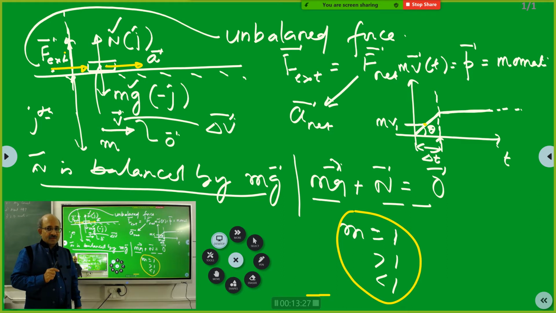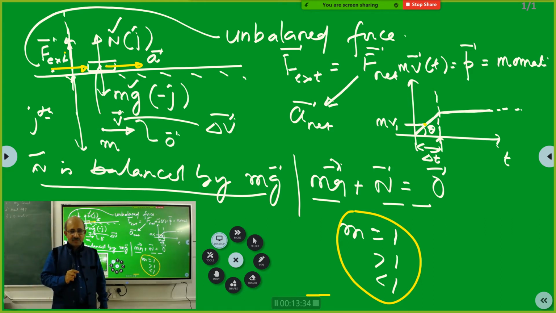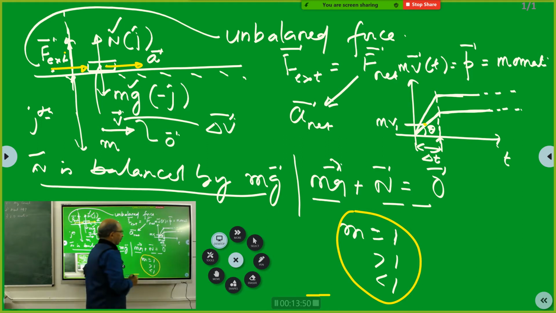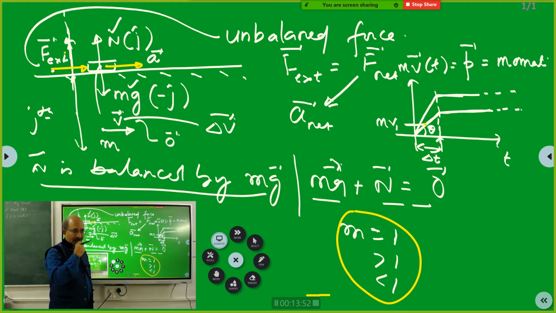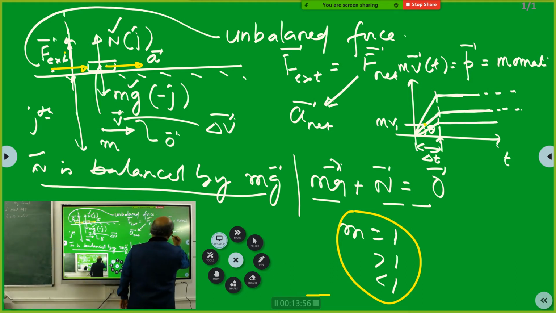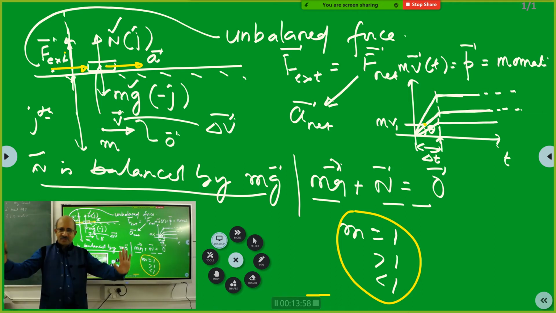It will remain constant. It will remain the same. It doesn't change. If M is greater than 1, what happens to theta? Theta will increase. Yes, theta will increase, right? So this graph will be like this. Understood? And if M is less than 1, theta decreases. Understood? This is all.